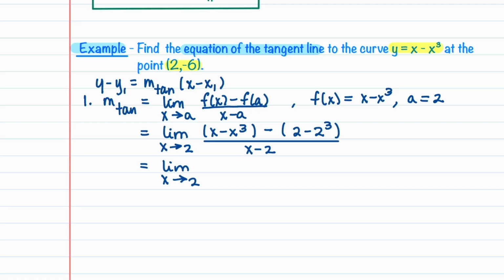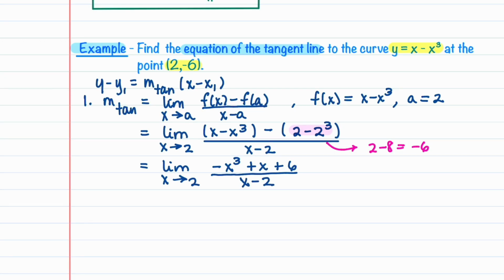Let's now work on the numerator and clean it up. I'm going to write this as minus x cubed plus x, and then let's calculate what f of 2 is, and then we'll plug it in. This is 2 minus 8, which is minus 6. So we have a minus 6, so that gives us a plus 6, all divided by x minus 2.